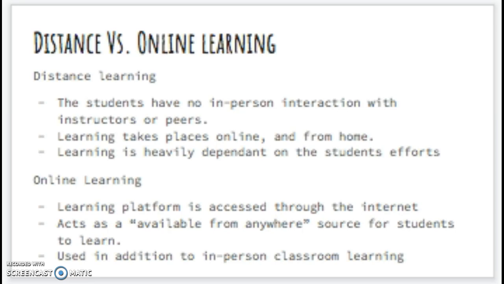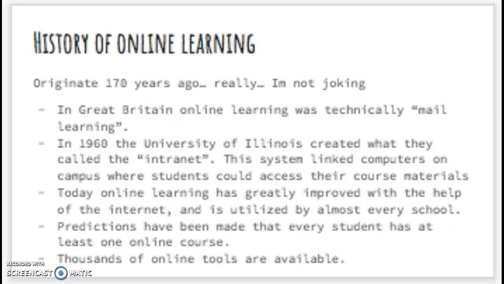Online learning, on the other hand, is used to assist the in-class learning experience. This is typically done through an internet-based learning platform that allows the students to access study material, complete assignments, and even perform exams. These two types of learning environments differ by one thing, and that is the in-person interaction or the distance.